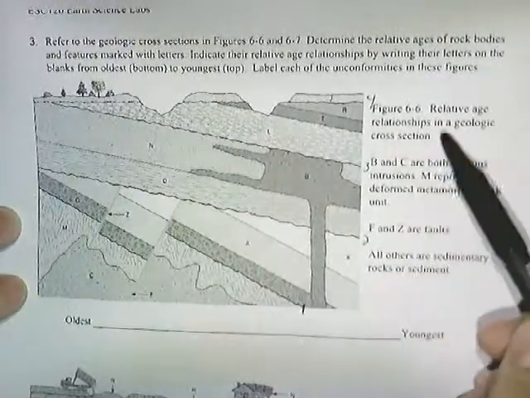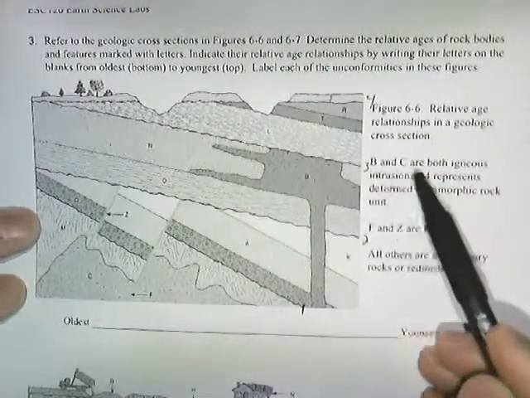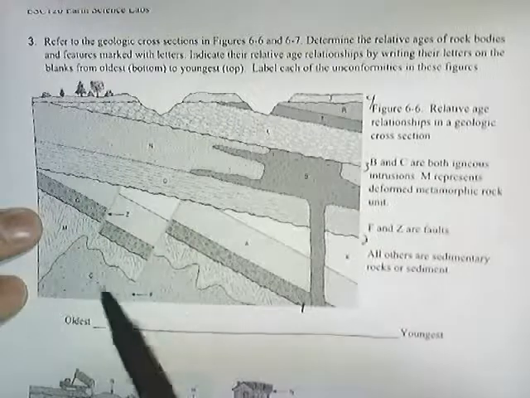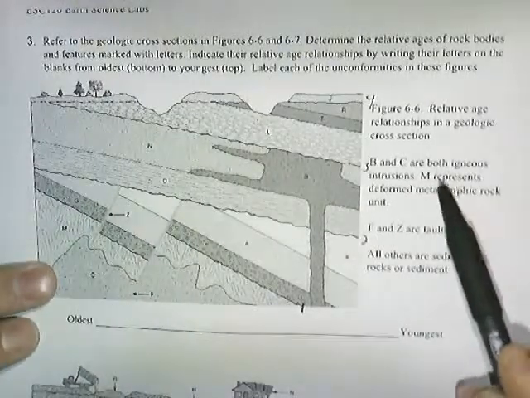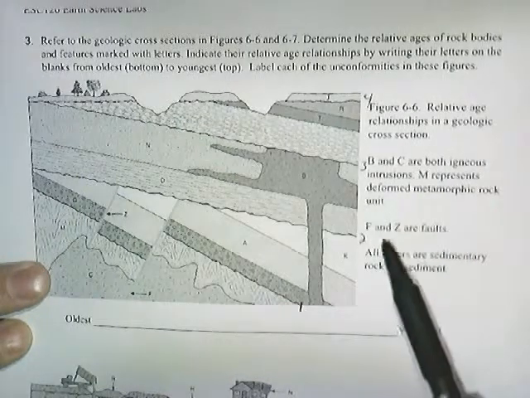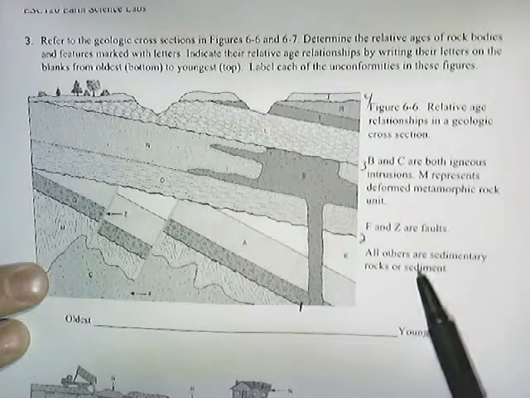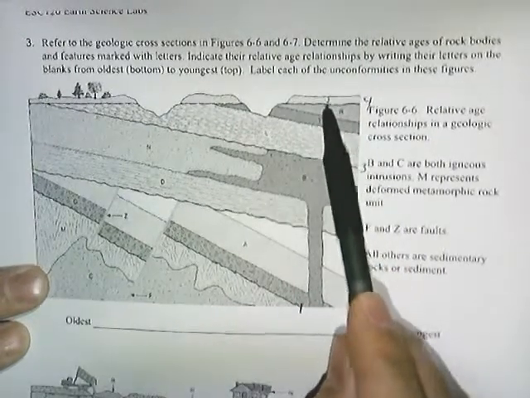You need to make sure you pay attention to what's going on. Relative age relationships in geologic cross-section. B and C are both igneous. M, this layer here, is deformed metamorphic rock. And F and Z are faults. And then all others are sedimentary rocks or sediment. So J would be sediment.